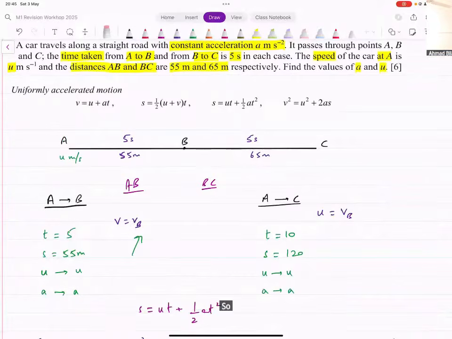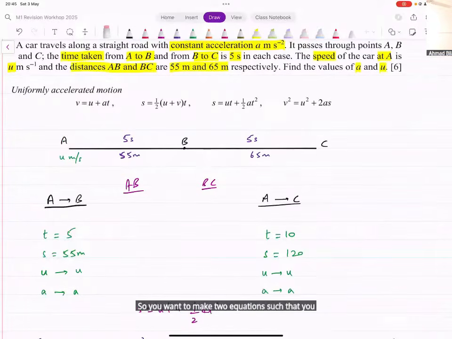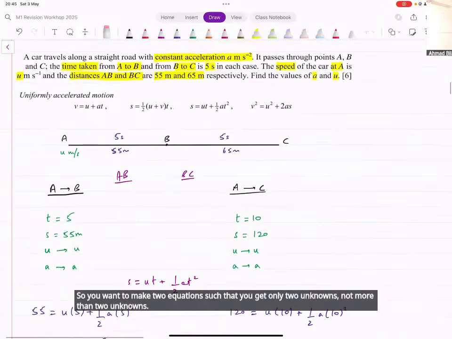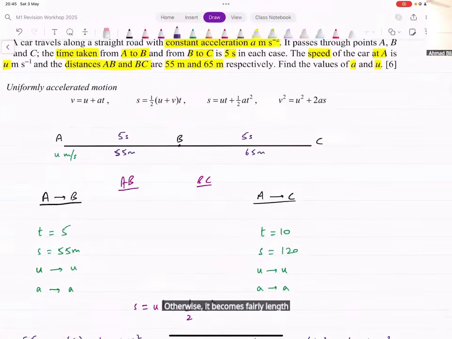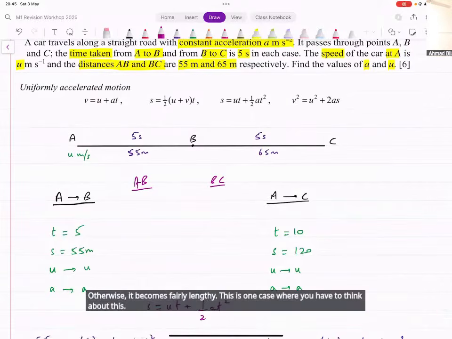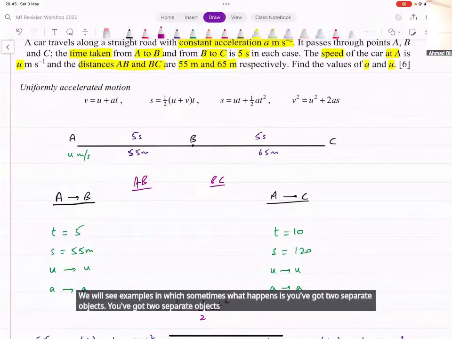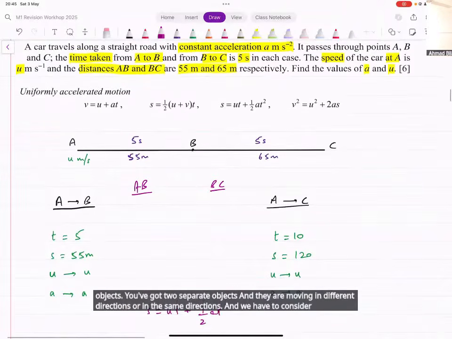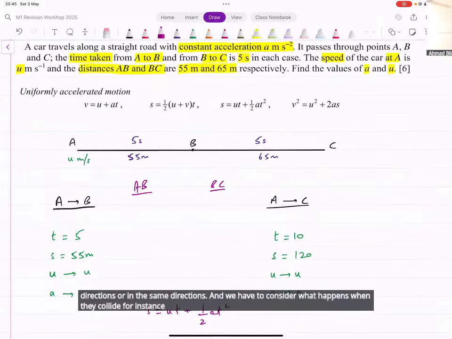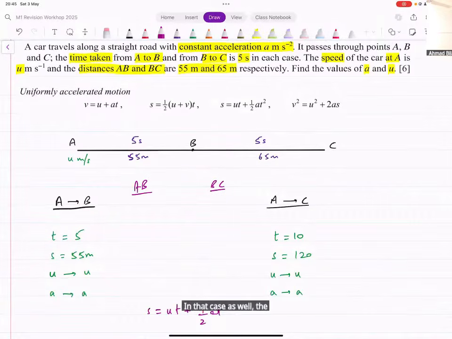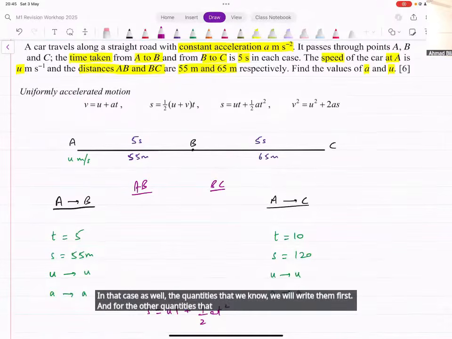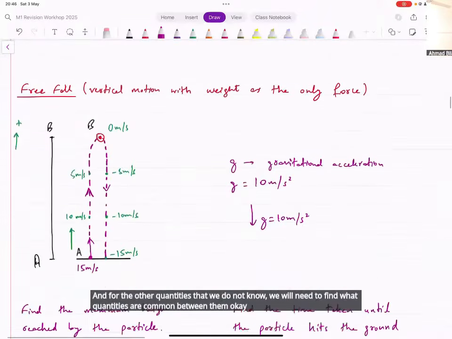So you want to make two equations such that you get only two unknowns, not more than two unknowns. Otherwise, it becomes fairly lengthy. This is one case where you have to think about this. We will see examples in which sometimes you've got two separate objects, and they are moving in different directions or in the same direction, and we have to consider what happens when they collide, for instance. In that case as well, the quantities that we know, we will write them first. And for the other quantities that we do not know, we will need to find what quantities are common between them. Okay, we'll come to those examples after we discuss free fall.